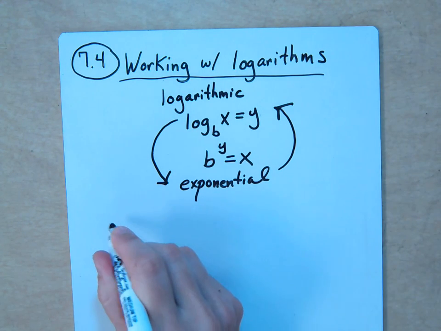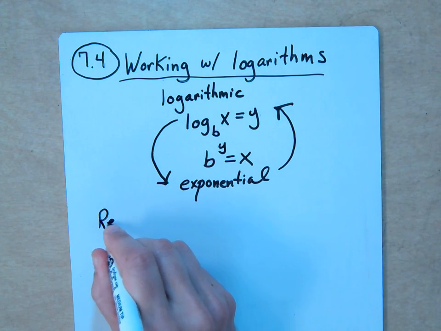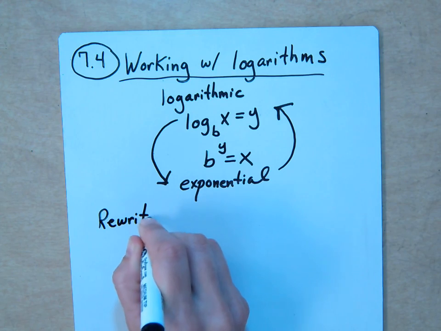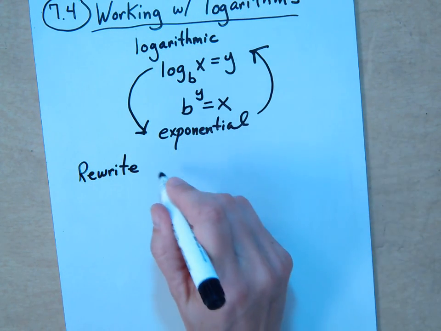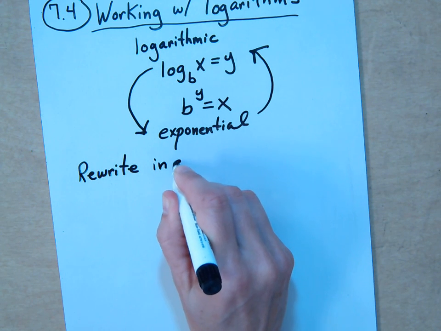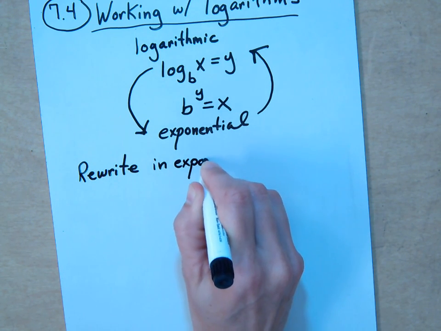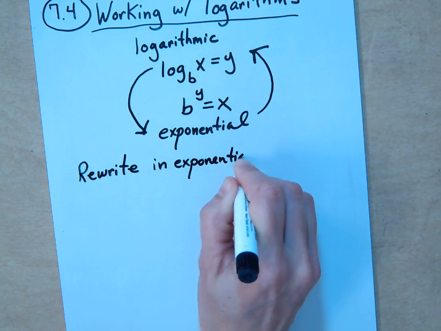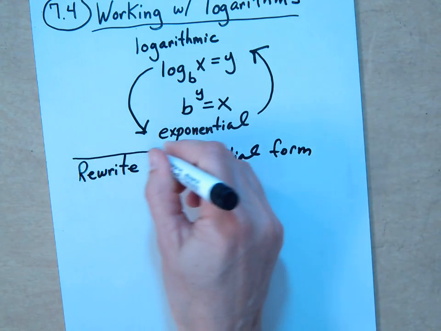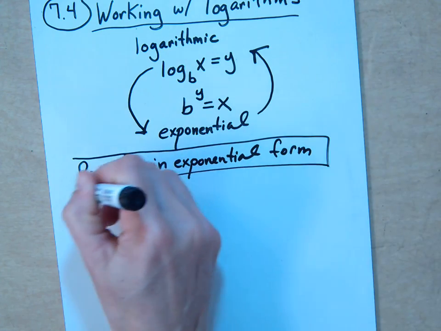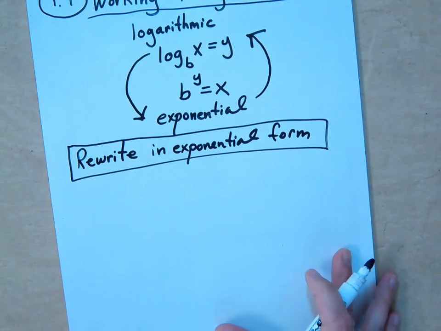So we'll do a bunch of skills here. These are like test objectives. Rewrite in exponential form is the first skill. Rewrite in exponential form.